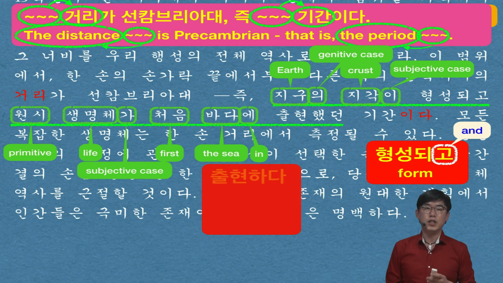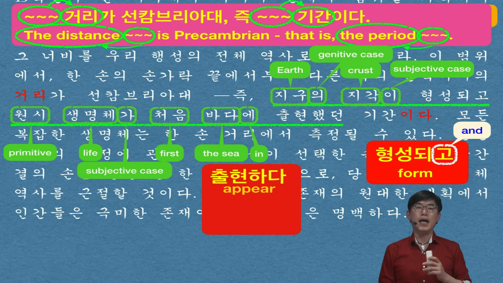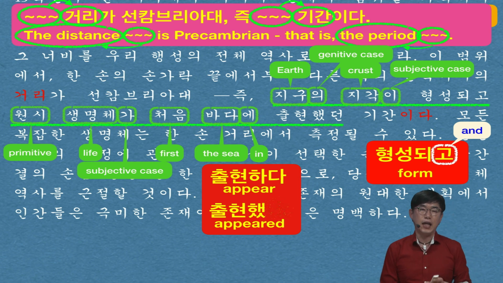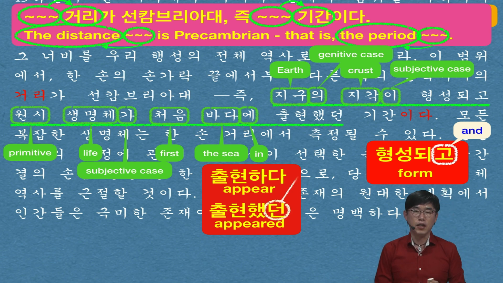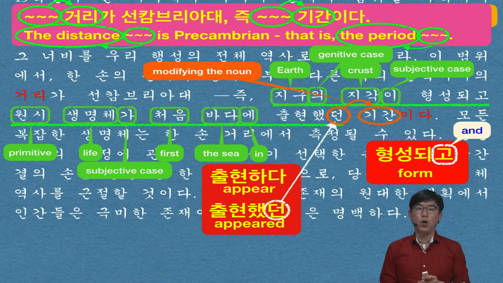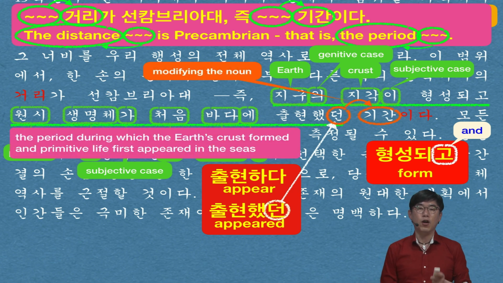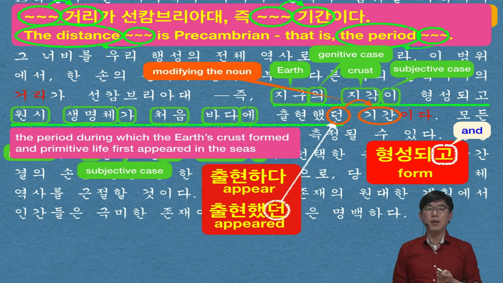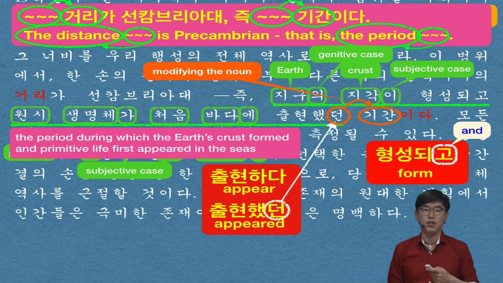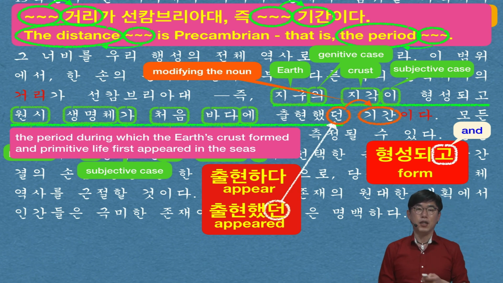And 출현했던 came from 출현하다, which means to appear. And 하다 is changed into 했던. 했다 indicates the past tense, and the letter 다 is replaced with 던 in order to modify the noun behind it, 기간. So, 지구의 지각이 형성되고 원시 생명체가 처음 바다에 출현했던 기간 is the period during which the earth's crust formed and primitive life first appeared in the seas.